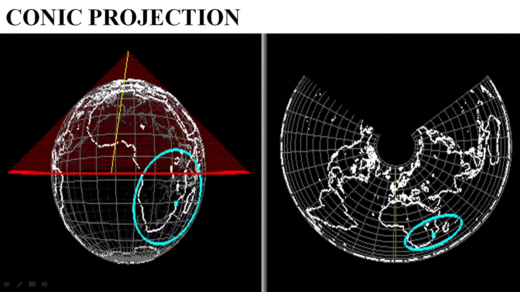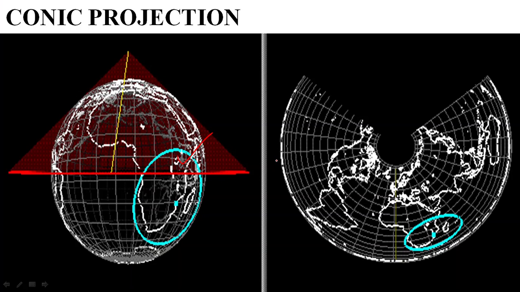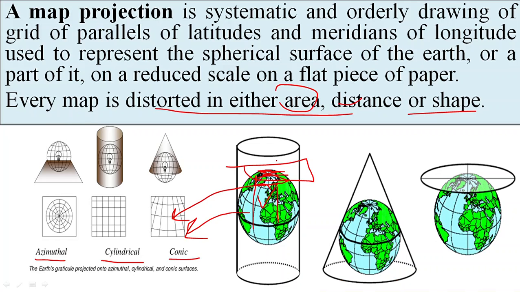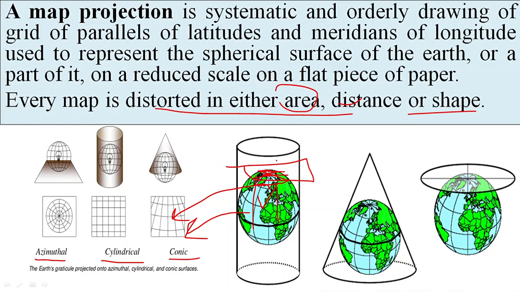Likewise, in conic projection there is also distortion, and in azimuthal projection there is also distortion of some kind. So that is the concept of map projection. Map projection is basically when we systematically and orderly draw the earth's surface on a piece of paper. And on world maps we use Mercator's projection. So that's the end of the video.